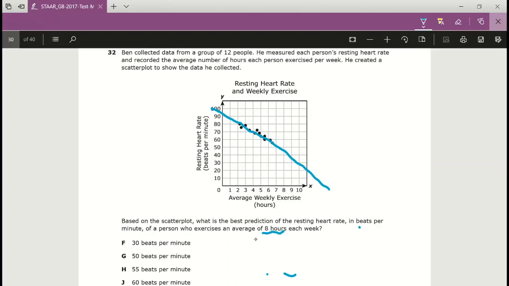So we go up from 8, and we go over. That's not a very good line. And we see that, based on the way I drew my trend line, we're about at 45, but we look for the closest one, and that's 50. So again, for these problems, if they ask us to predict a number based on another number, draw a trend line, and then go up from that number on the x-axis.